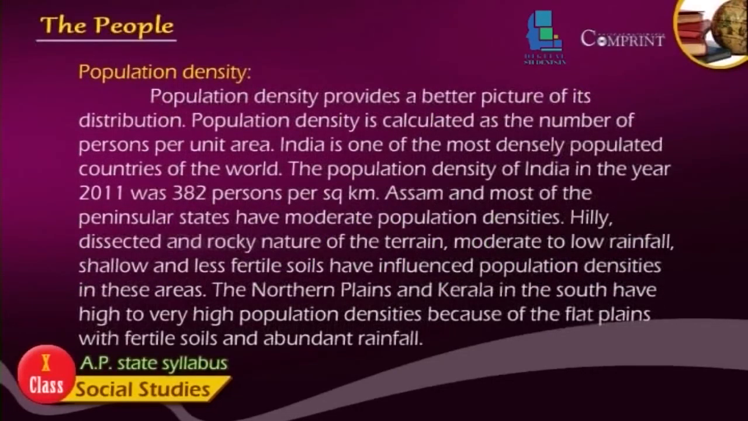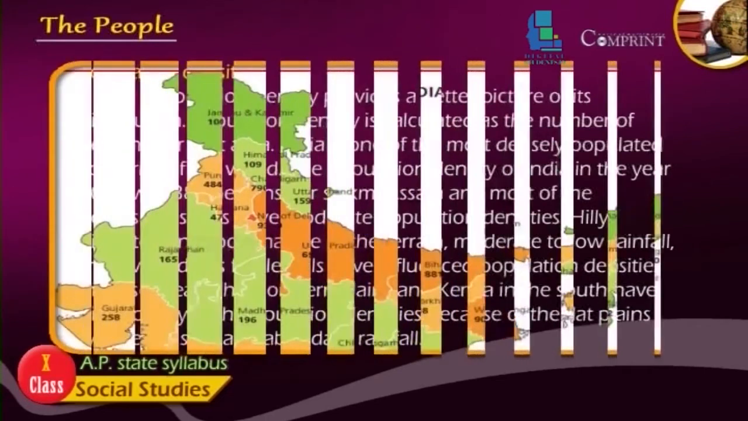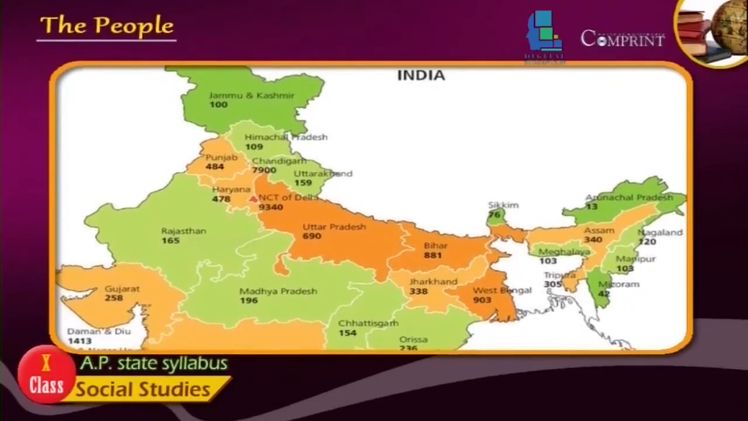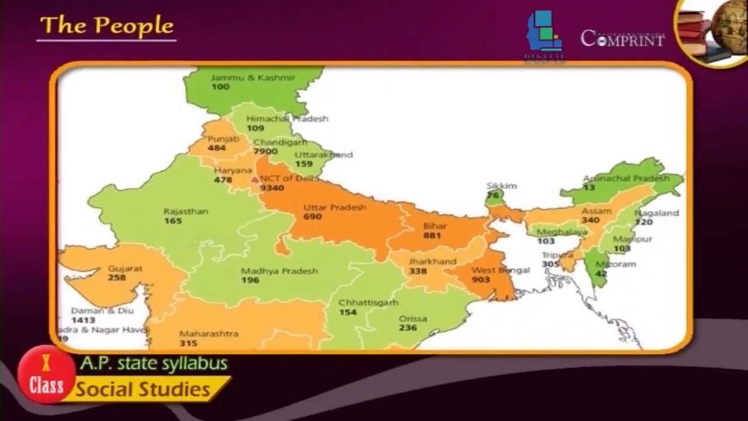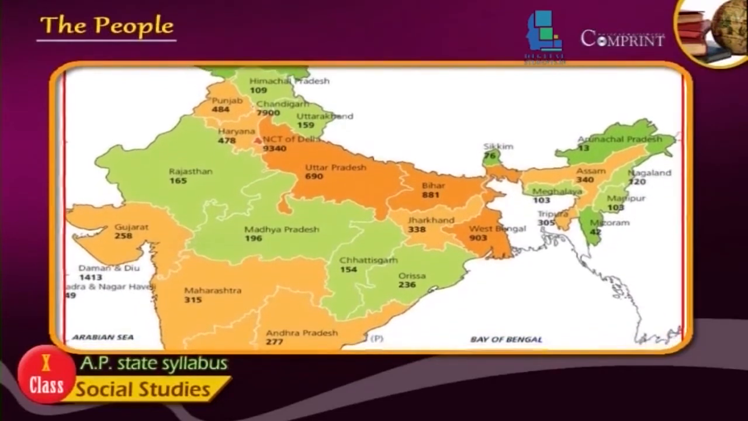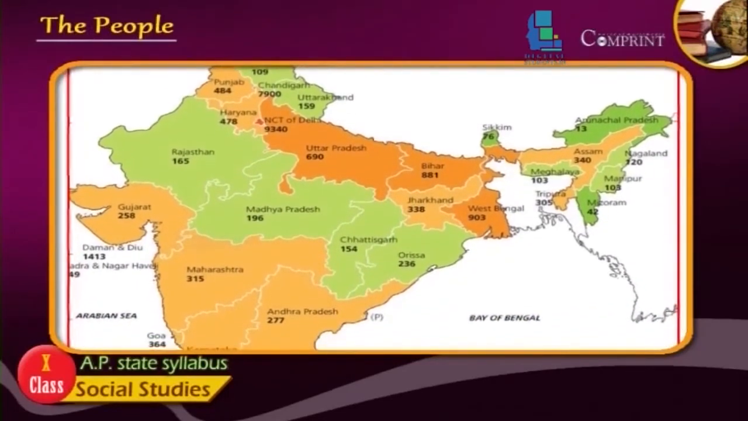Population density. Population density provides a better picture of its distribution. Population density is calculated as the number of persons per unit area. India is one of the most densely populated countries in the world. The population density of India in the year 2011 was 382 persons per square kilometer.